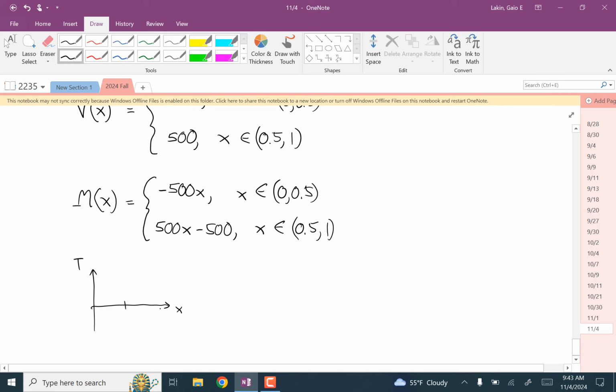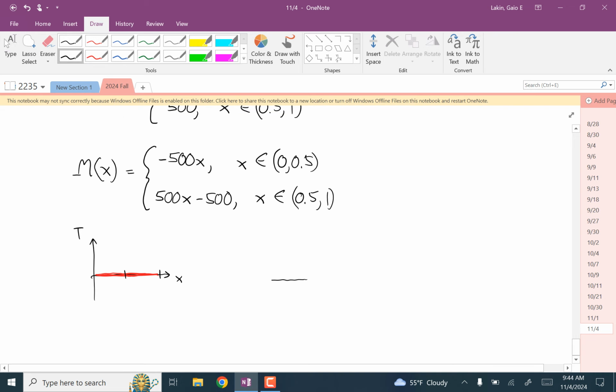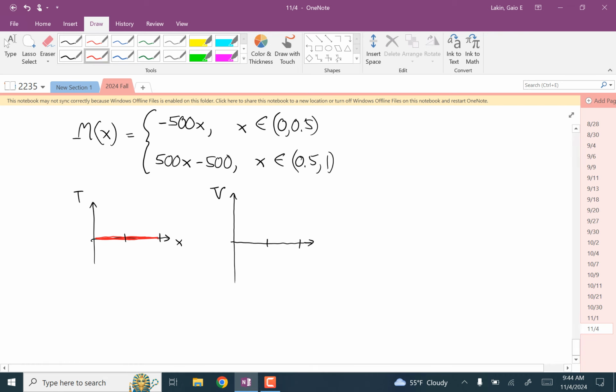So t, that's just 0 the whole way. V, that one was negative 500 for the first half, positive 500 for the second half, and we're just going to draw this as a vertical line.